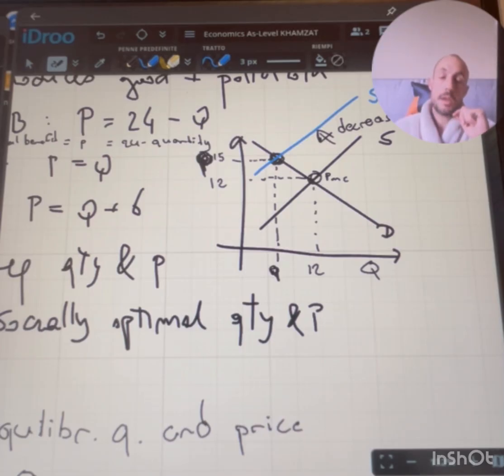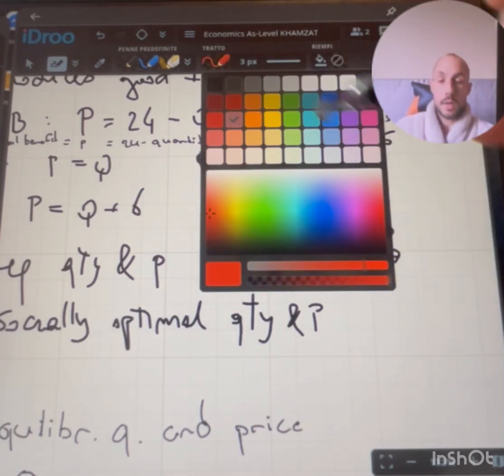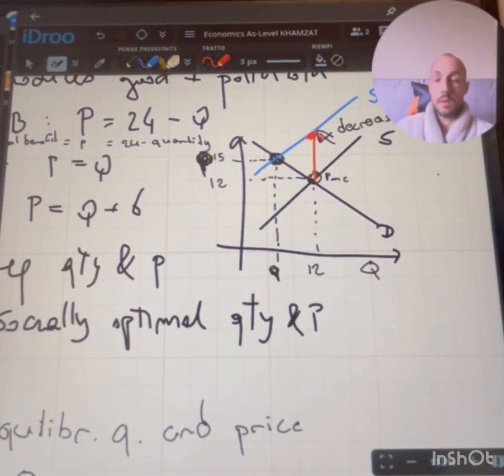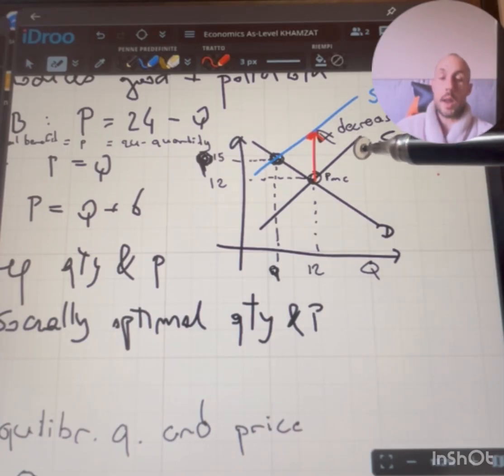Pigouvian tax? Yes. I'm going to explain what it is right now. It is actually easier done than said. The tax is this one. And how much is it? I don't know, about 19 for price, 12 for quantity.